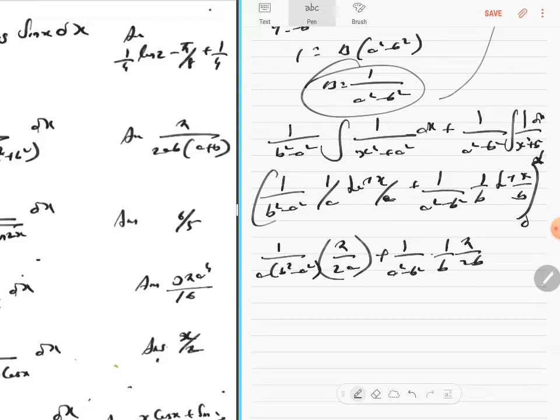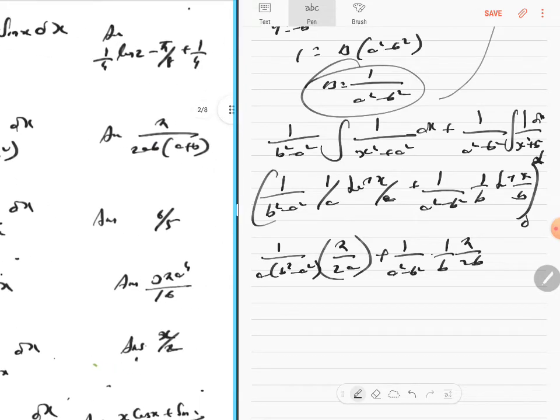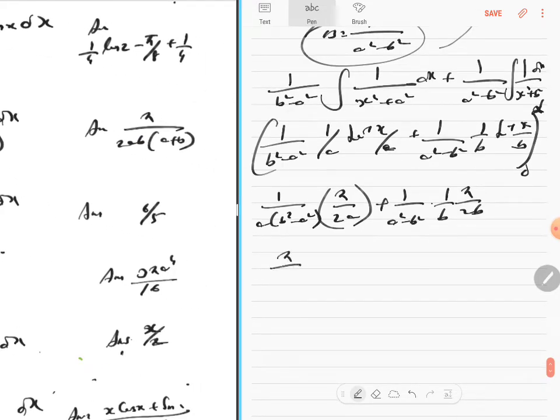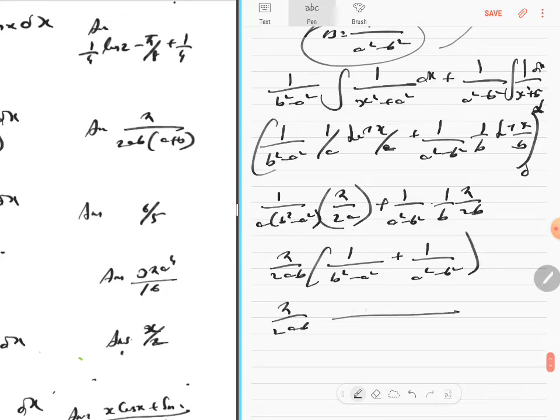Let me check what I have written here. Okay, that's quite different from what I've got, but let me take out common. 1 by 2ab is common. That's good. Pi by 2ab, 1 by b square minus a square plus 1 by a square minus b square. So when I solve this, you can write it as minus of a square minus b square. If you write a minus here, you can write a square minus b square. So that way you will get a square minus b square to be the LCM. So what?